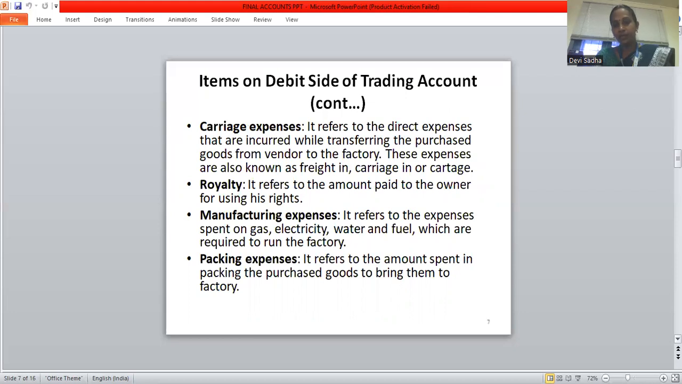Carriage expenses: they refer to the direct expenses incurred while transferring the purchased goods from vendors to the factory. These expenses are also known as freight, carriage, and cartage expenses. The next one, manufacturing expenses: the expenses spent on gas, electricity, water, and fuel, which are required to run the factory. Then packaging expenses: the amount spent in packaging the purchased goods to bring them to the factory.